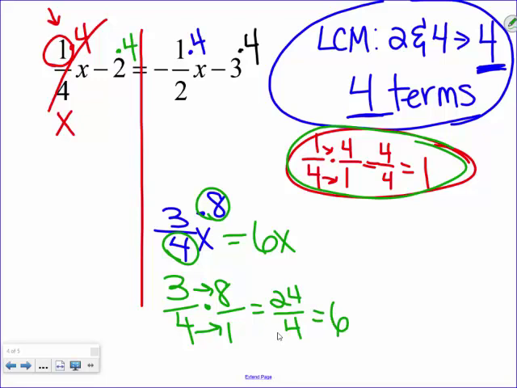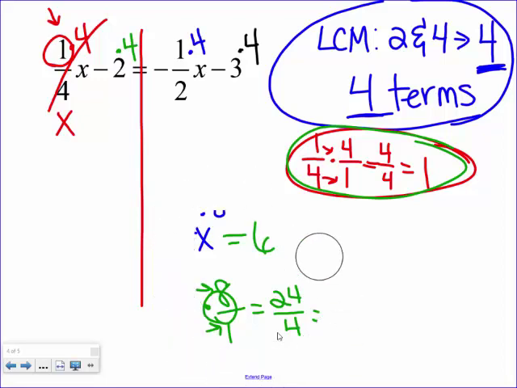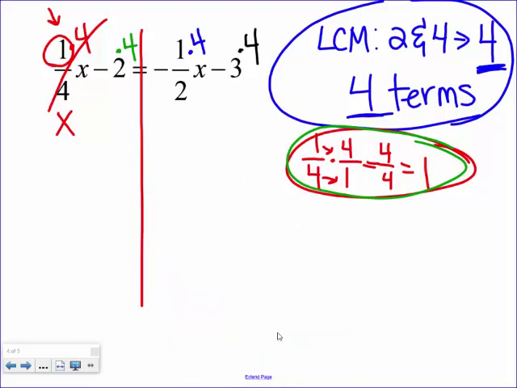Okay, the other thing you could do, instead of doing the division like that, what's 3 times 8? 24 divided by 4? 6. So if you want to do it that way, you can. If not, show your work. I'm going to continue to show my work in case there's someone that needs to see it.